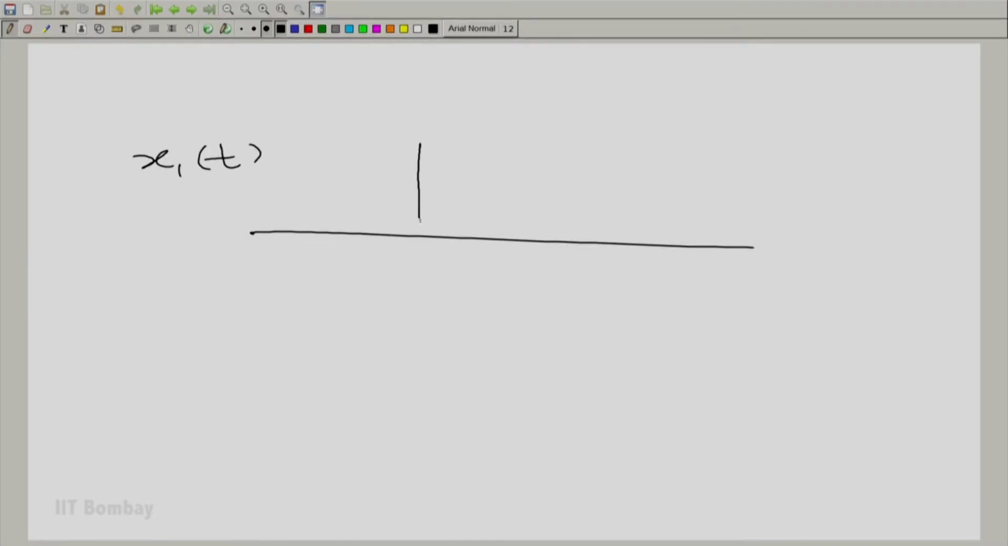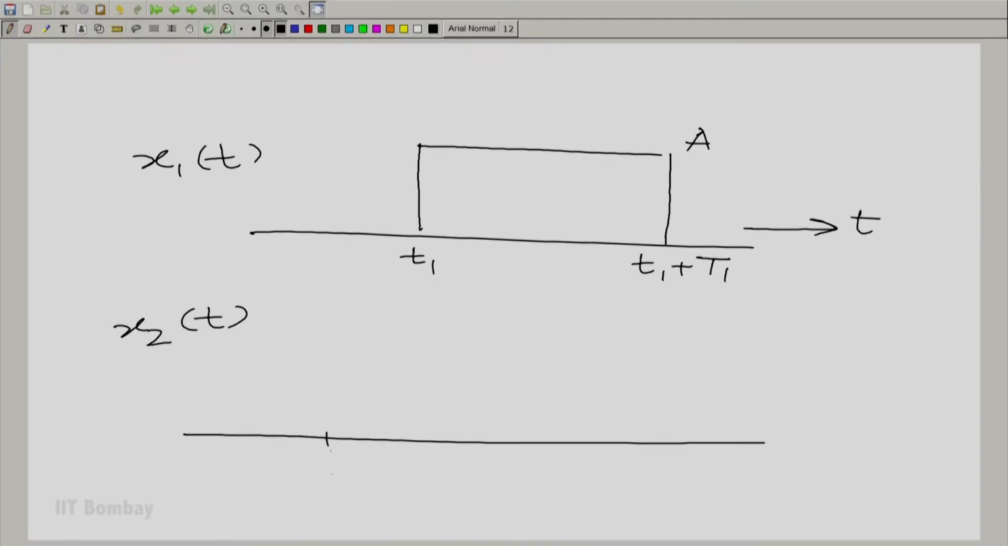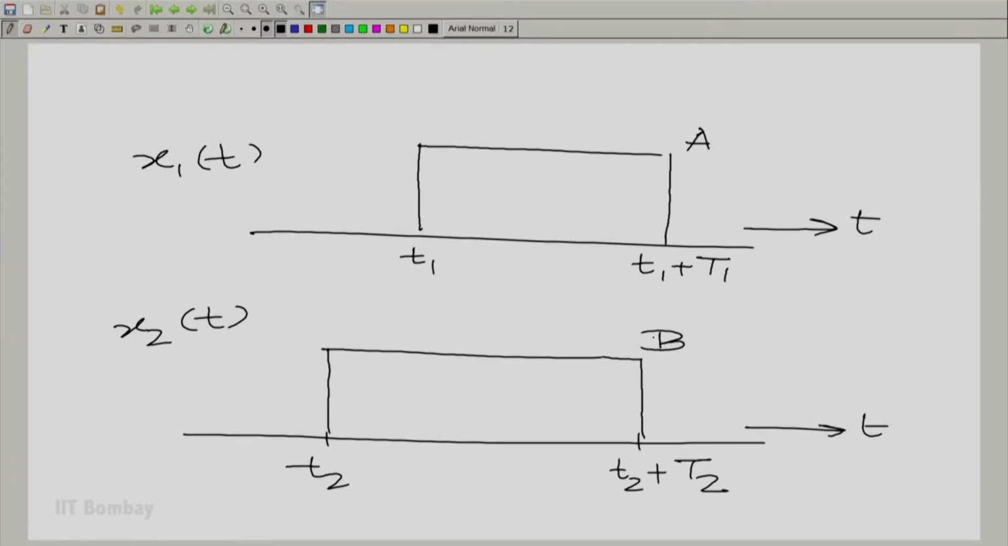x1(t) is a rectangular pulse. Let us be relatively general now, instead of trying to restrict it to 0 or anything of that kind. Let this rectangular pulse go from t1 to t1 plus capital T1 on the axis of t, and of course let the rectangular pulse have a height of a. Let x2(t) be the rectangular pulse beginning at t2 and going up to t2 plus capital T2 with a height of b. Now, without loss of generality, let t2 be greater than t1.